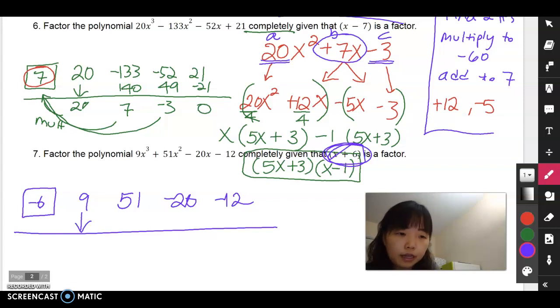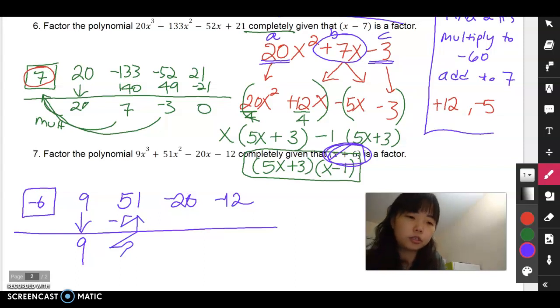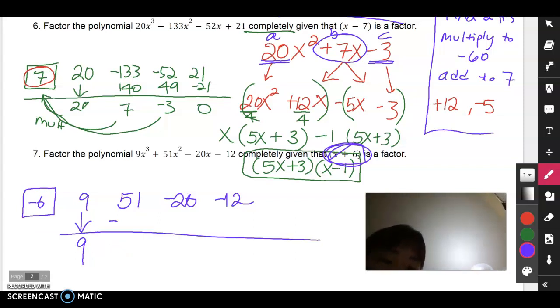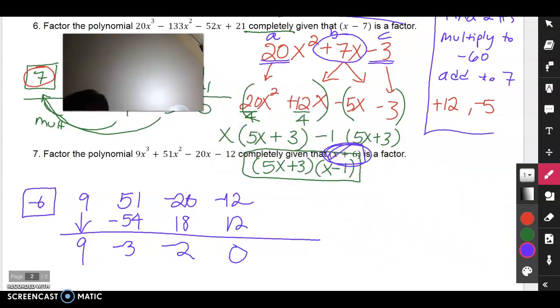So I'm bringing down 9, multiply it, add them. Oh my gosh. How could this happen? Okay, let me try. Oh, sorry guys. Let me try to do it this way. Let's see what happens. Multiply, add, multiply, and add. Alright, so I got 9x squared minus 3x minus 2.